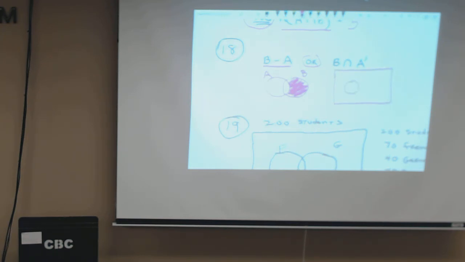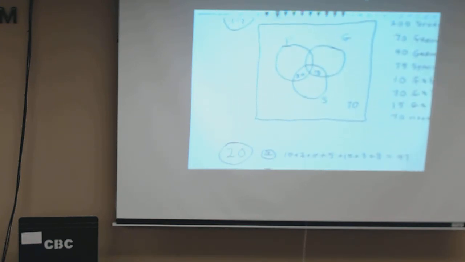here's A, here's B, here's the complement of A, and here's B, and where do those two intersect? Right there. Everybody see that? So you could describe it either way.